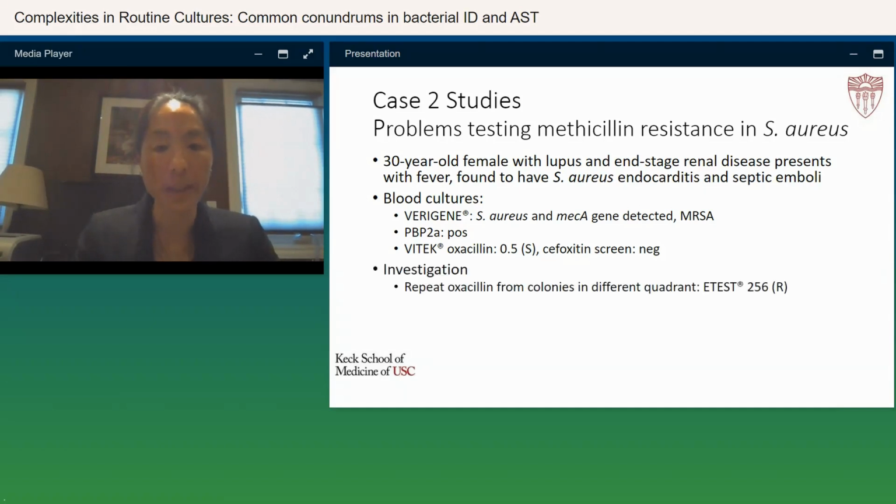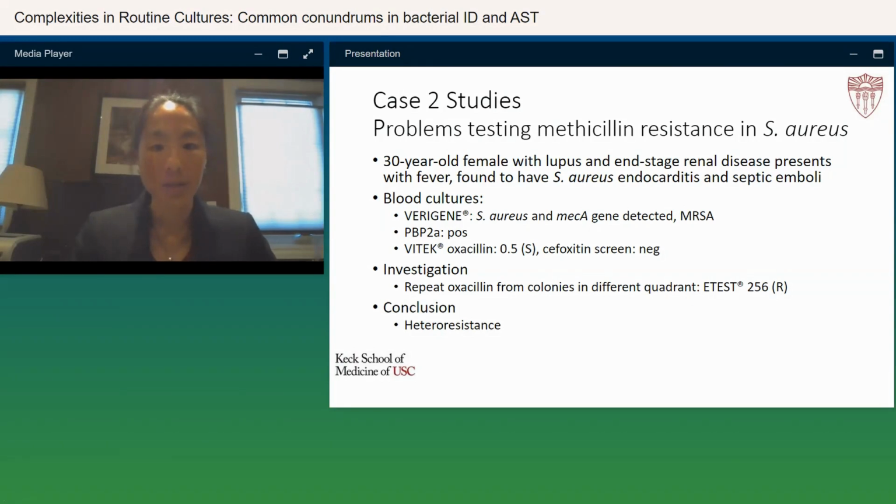Okay, so certainly in our investigation, we wanted to repeat all the results, and the Verigene and PBP2a repeated as original. However, we did some additional look at the oxacillin testing, and we had a very experienced bench technologist working this case up, and she got the very cagey idea of testing the oxacillin from a different area of the plate, a different quadrant, with a little thicker growth, better sampling of the different colonies, and tested it by E-test and found that it was indeed all the way up resistant for oxacillin with an MIC of 256.